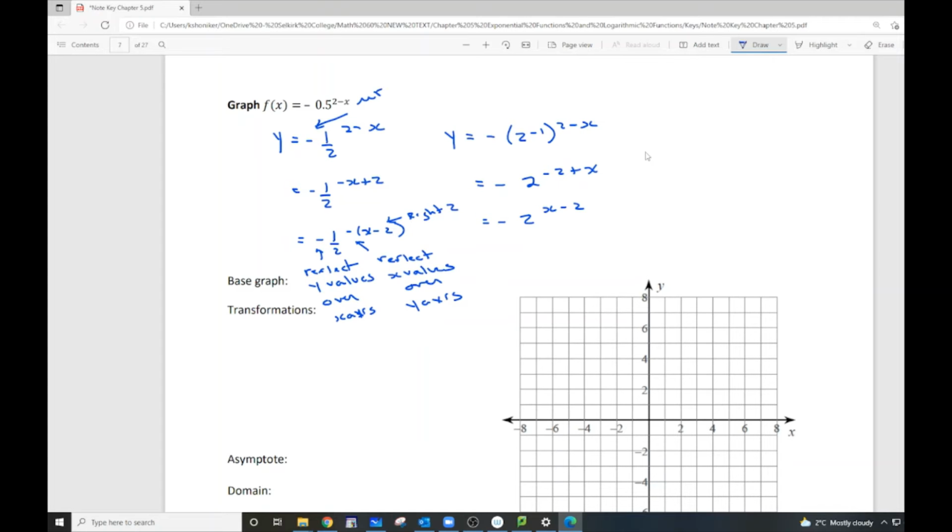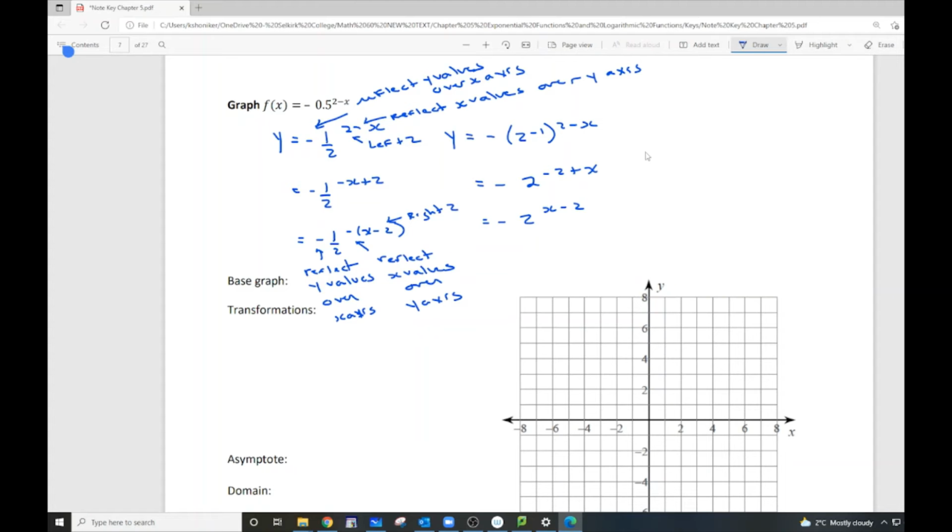They say reflect y values over x-axis, and then they change the order on me. They go like this. They go left 2, and then they reflect the x values over the y-axis. But if you're going to do it this way, let me finish writing, y-axis.